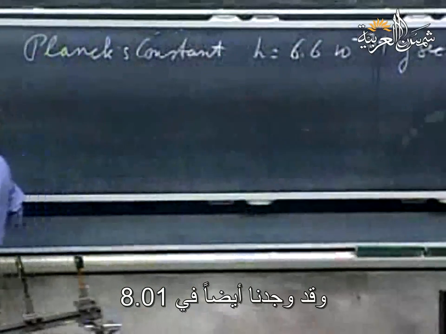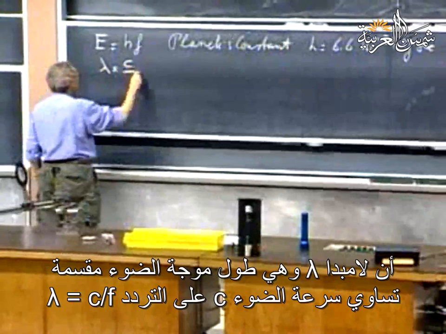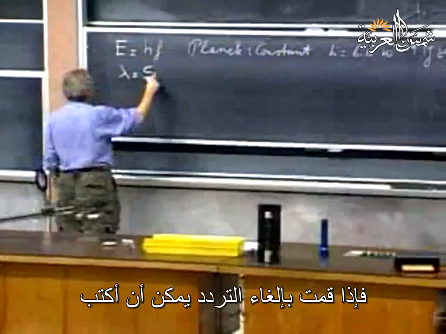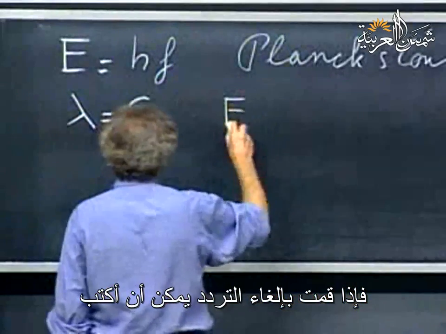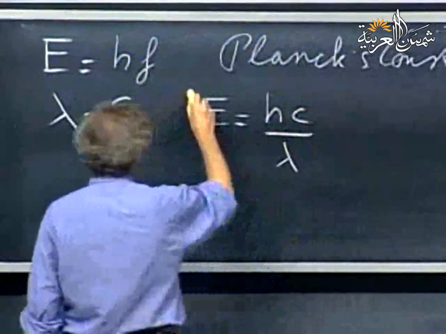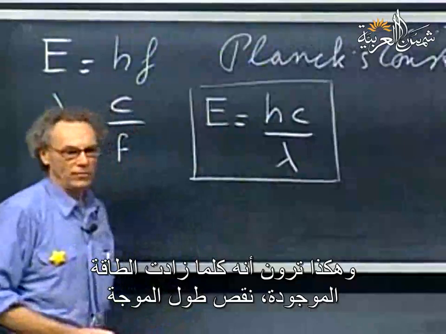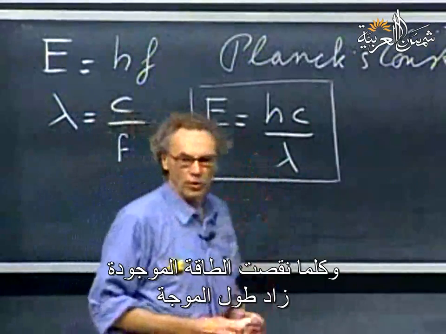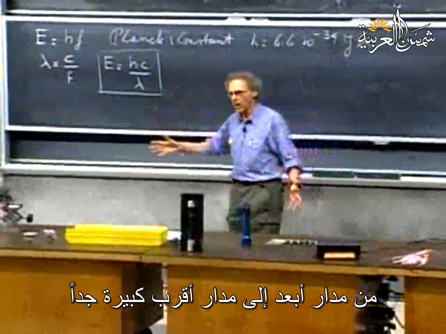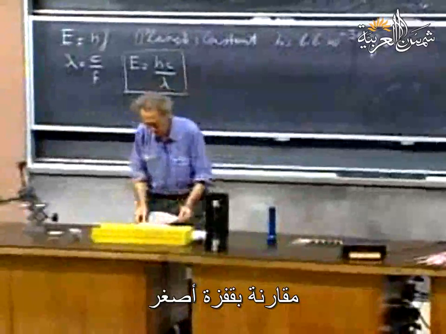Now, we've also seen in 801 that lambda, the wavelength of light, equals the speed of light divided by the frequency. And so if I eliminate the frequency, I also can write that the energy of a light photon equals hc divided by lambda. And so you see, the more energy there is available, the smaller the wavelength. And the less energy there is available, the longer the wavelength. And so if the jump from an outer orbit to an inner orbit is very high, then the wavelength will be shorter than when the jump is relatively small.